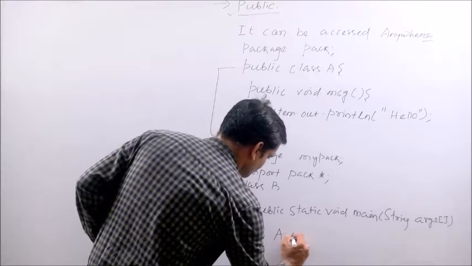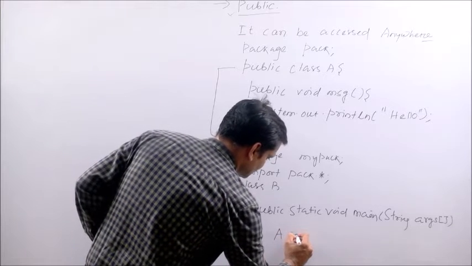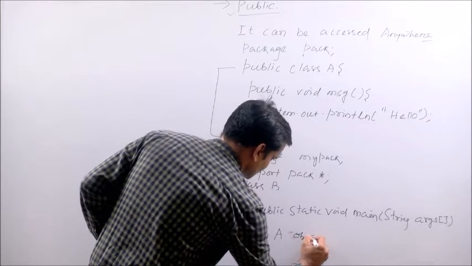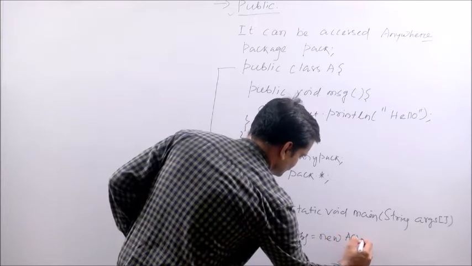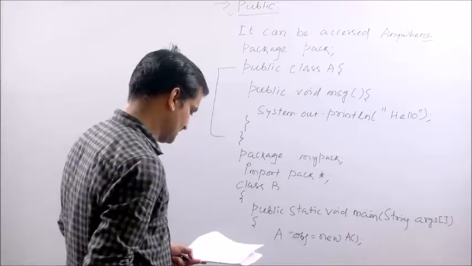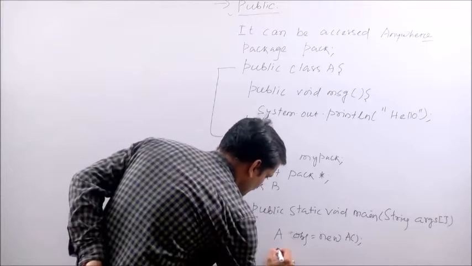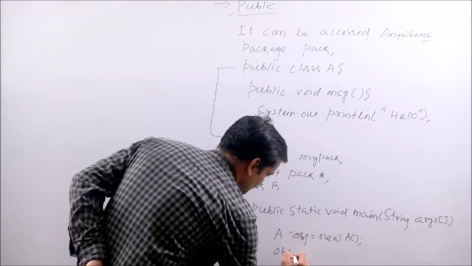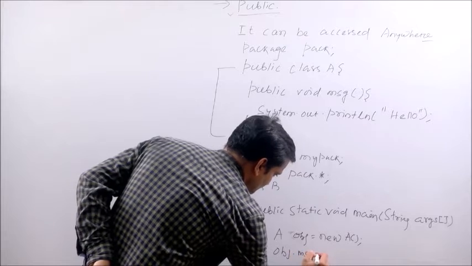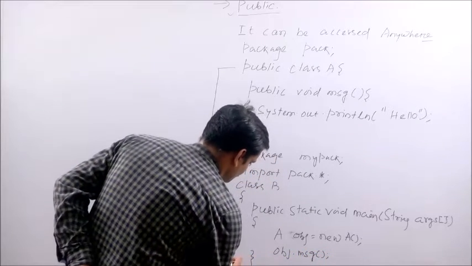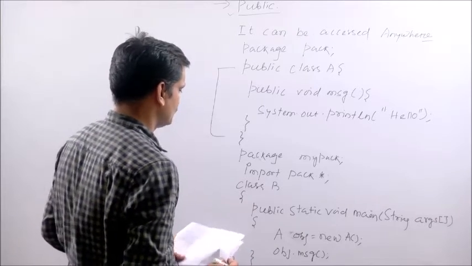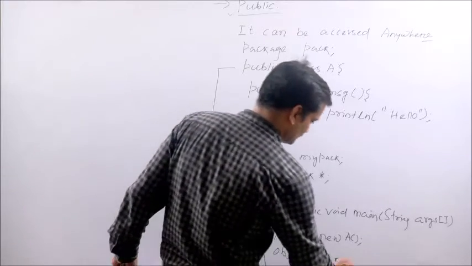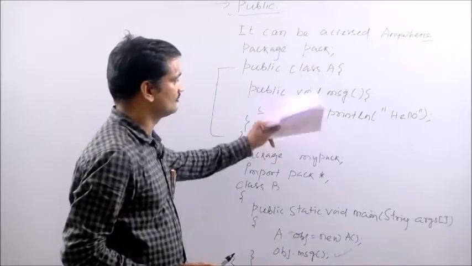I create one object of class A. As you can see, it is obj, and using the object I call the method MSG. So what output is it going to give? This also is going to give you the output hello. It is going to print this message.